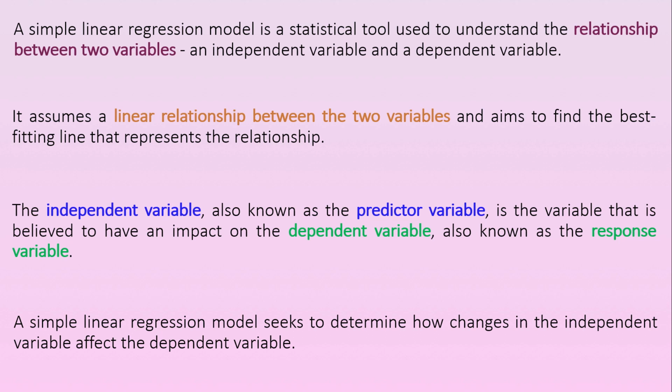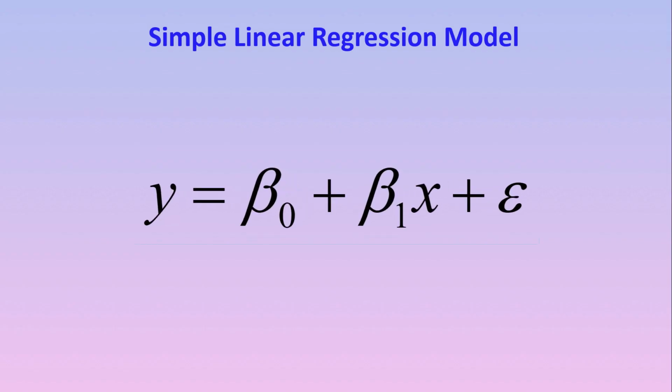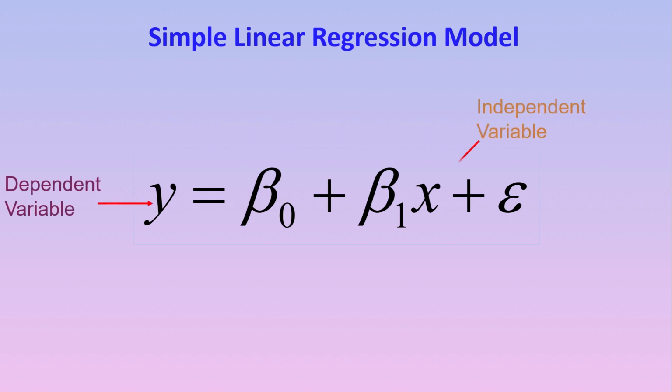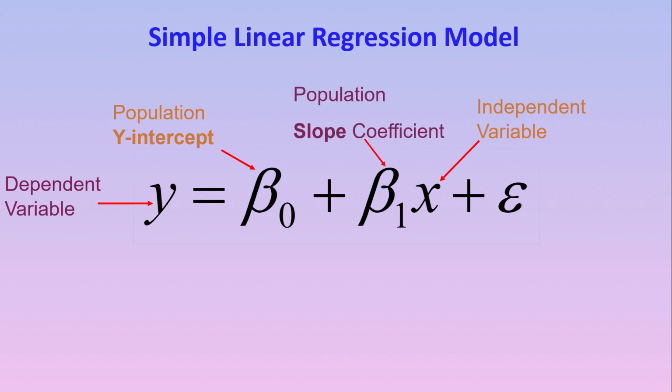In a simple linear regression model, the relationship between the two variables is represented by the equation y equals beta naught plus beta 1 x plus epsilon. The regression coefficients beta naught and beta 1 need to be estimated. Y is called the dependent variable, x is the independent variable. Beta naught is called the population y-intercept and beta 1 is called the population slope coefficient. Epsilon is the random error.